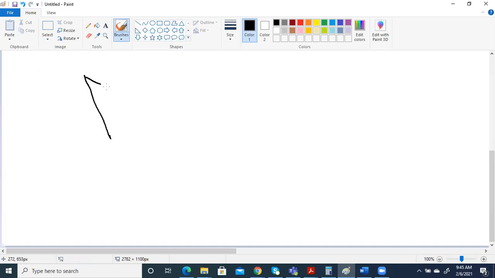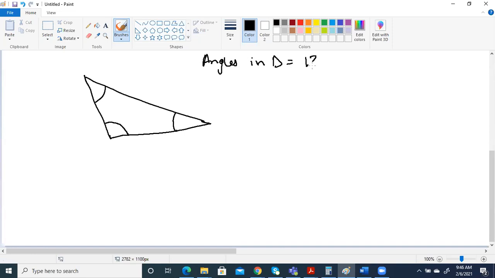So saying I have this triangle here. This is my triangle, and each triangle has three angles, right? And the three angles in a triangle equal to what? That's a question. 180 degrees. Good. Angles in a triangle equal 180 degrees.